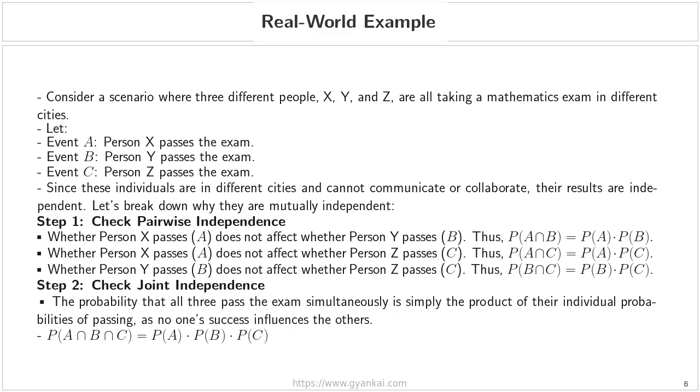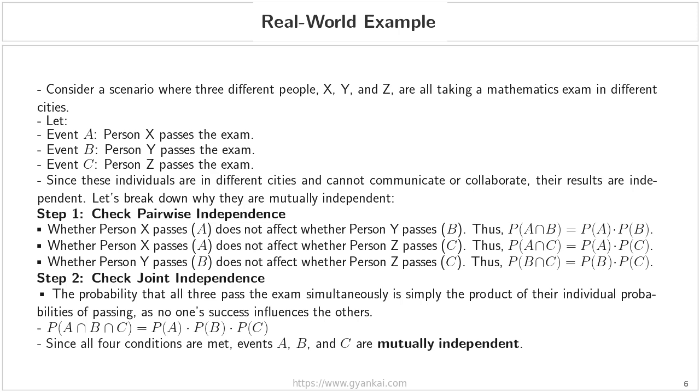Now we move to step 2, checking for joint independence. This is that crucial fourth condition we talked about earlier. We need to see if all three events happening together follows the rule. Since no one's success influences anyone else, the probability of the intersection of A, B, and C, meaning all three people passing, is simply equal to the probability of A times the probability of B times the probability of C. Because we have successfully verified all four conditions, the three pairs and the triple intersection, we can confidently conclude that events A, B, and C are mutually independent.